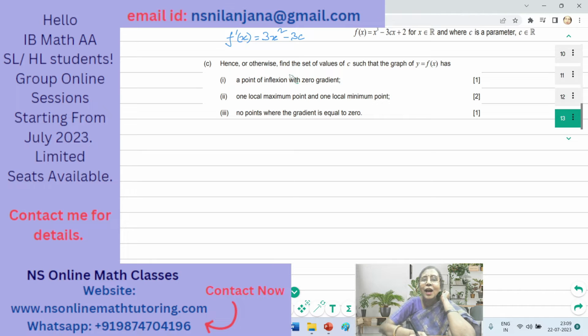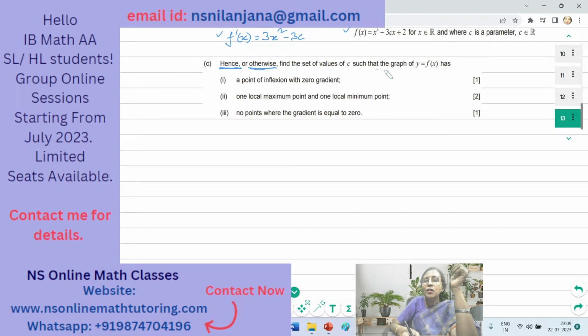Subpart C. Hence or otherwise find the set of values of C. Hence or otherwise means you can use the information that we have got so far. We have been given 2 graphs, we have sketched 2 more graphs, and we have found the f dash x expression. We are given the f of x expression. We can give the answers for the following subparts using the information that we have gathered so far, or otherwise means we can use some other method as well.